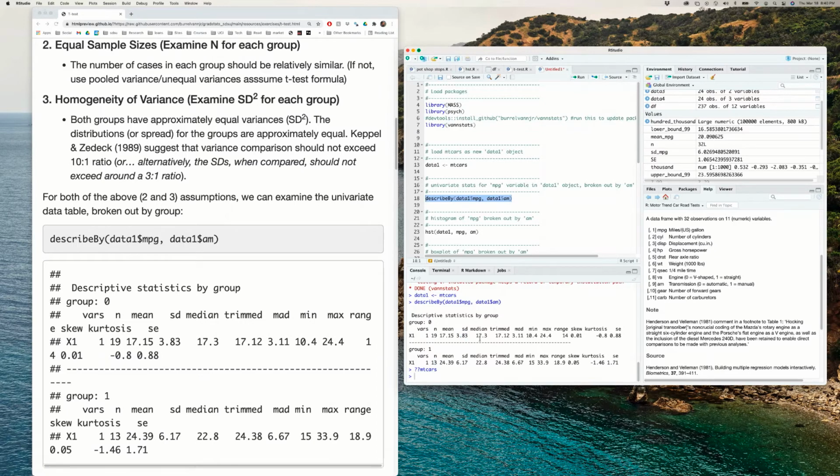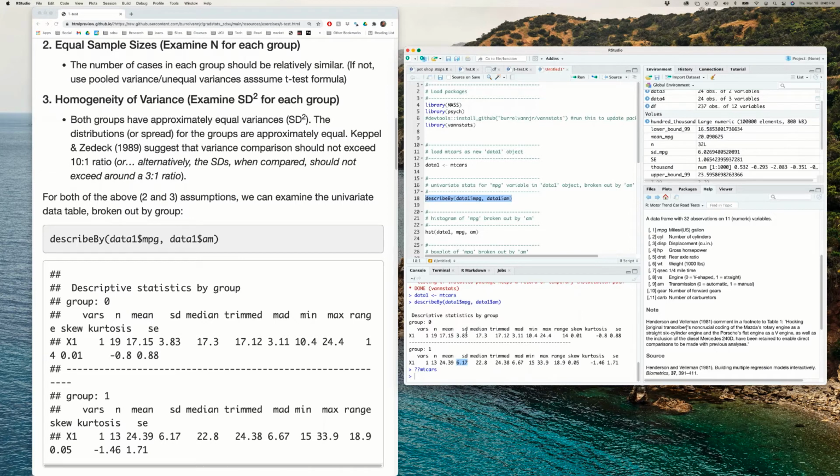Now we look at standard deviation. So we can look at variance, and variance has to be a 10 to 1 ratio, no more than that, or standard deviation with about a 3 to 1 ratio, right? So we compare standard deviation for automatic cars and standard deviation for manual cars, and it's about a 2 to 1 ratio, right? So that's good. We're under the 3 to 1 ratio. So good. We've met the assumption of equal sample sizes. We've also met the assumption of homogeneity of variance.